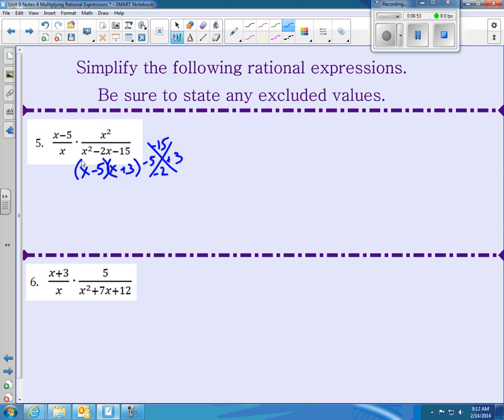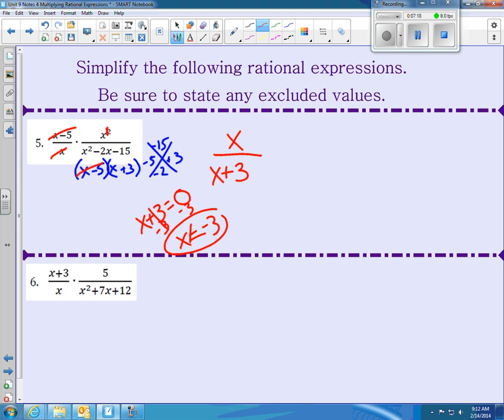Okay, step 2 said to simplify, so we can get rid of our x minus 5s. We have an x squared on top and x on bottom, so those are going to simplify also. So we end up with an x on top and an x plus 3 on the bottom. Now we have to find our excluded values, so we set our denominator equal to 0, and we solve for x. And then we say x cannot be that. Now we don't have anything back that we need to multiply together, so those two are our solutions.